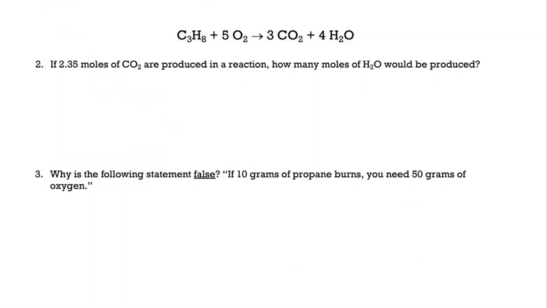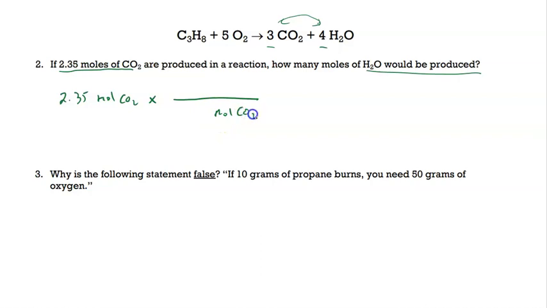All right, moving on to number 2. If 2.35 moles of carbon dioxide are produced, how many moles of water would be produced, right? So in this case, I know how much CO2, so I can just use my 3:4 ratio to calculate this one. So I'm going to go 2.35 moles CO2. I'm going to multiply by my mole ratio, so set up the fraction. CO2 is what we're starting with, which means moles of CO2 goes on the bottom.